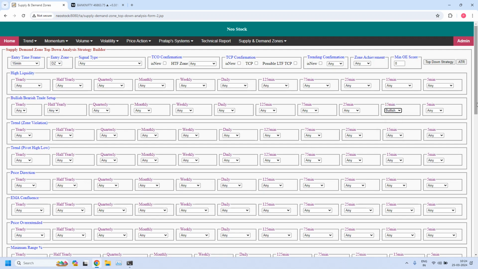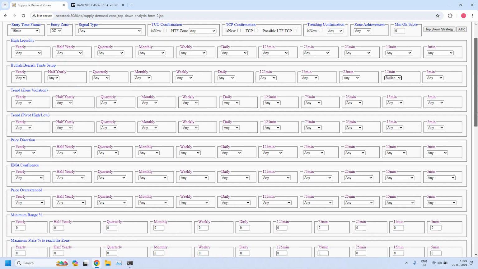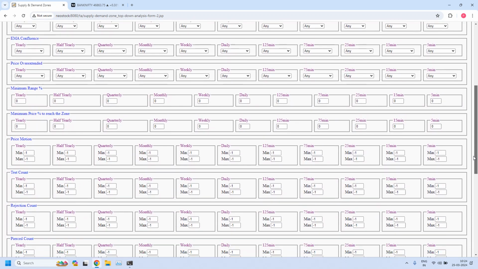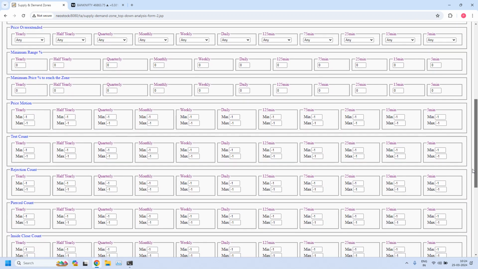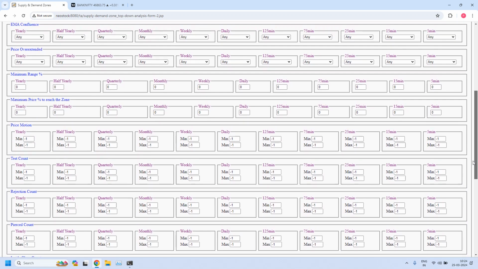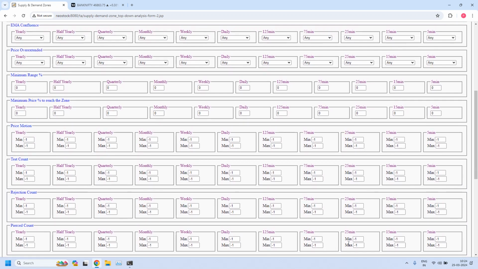We will set three filters. The first filter is we don't want pierced zones. That's why we have a parameter pierced count. Look into this last parameter in this space, the pierced count 15 minutes time frame. Minimum value I am setting 0 and maximum value I am setting 0. That indicates the pierced count is 0, meaning the zone is not pierced.